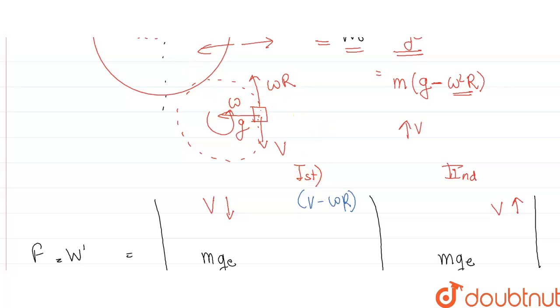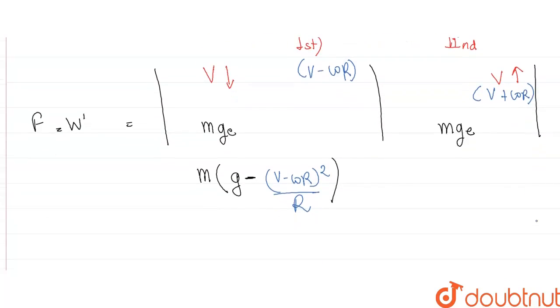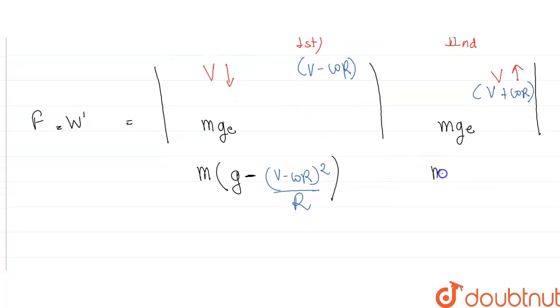Now for the second case, let's say the particle g was acting in this direction, and omega was already acting in such a way. Then there will be addition of omega r here. Unlike the first case where it was negative, in this case it would come out to be v plus omega r. Now m g minus, v plus omega r whole square by r.